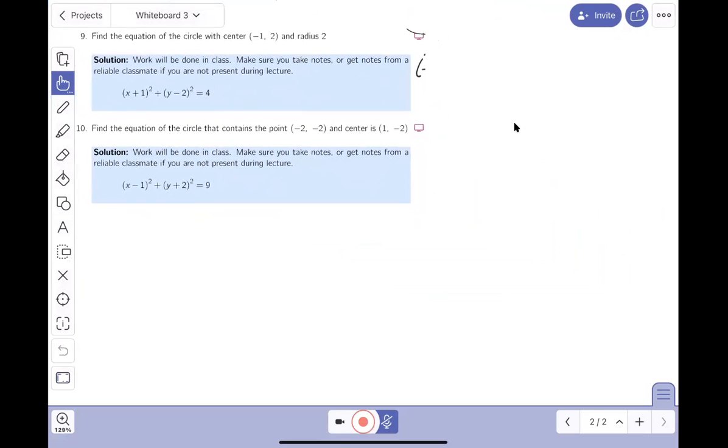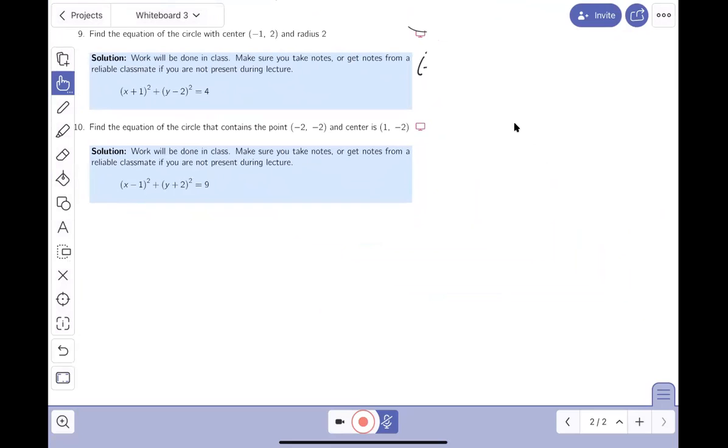And let me see if I can do 9. And what does 9 say? Find the equation of a circle with center -1, 2, and radius 2. Now, I realize what I'm supposed to say, oh, you didn't discuss this. How could I possibly do that? This is Math 100 material, but I do want to review it with you.